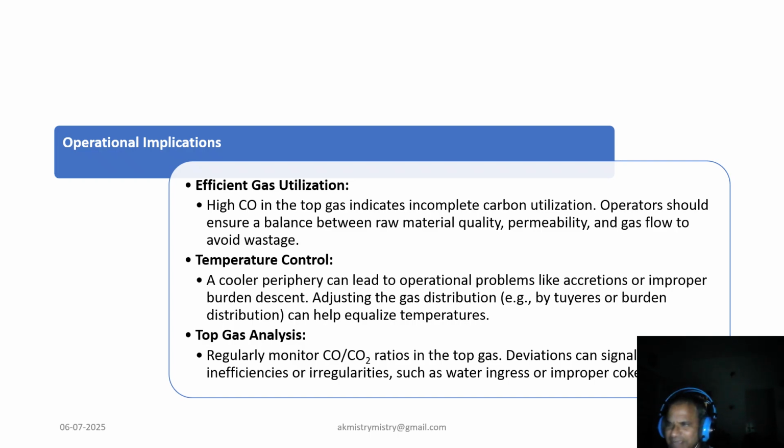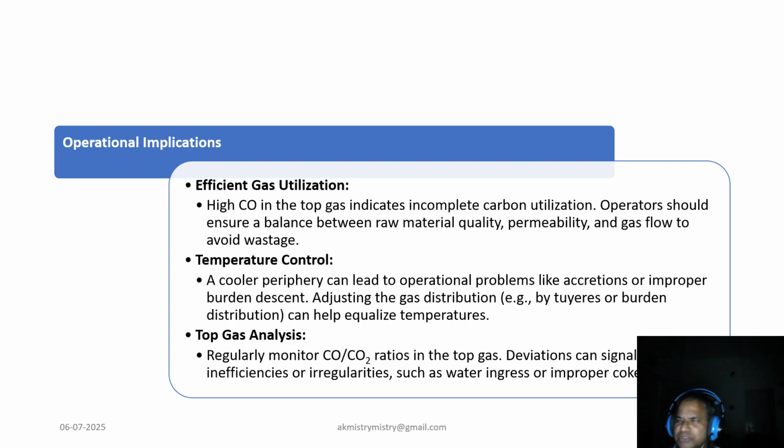reaction is getting applied. So, coming to this slide, let us explore the operational implications of the Boudouard reaction. First, efficient gas utilization is key. High CO content in the top gas indicates incomplete carbon utilization. As we all know, operators should ensure a balance between raw material quality, permeability, and gas flow to avoid wastage.